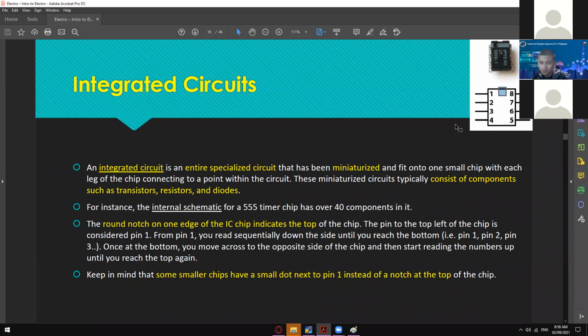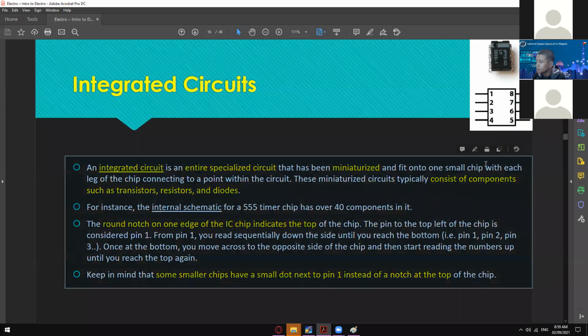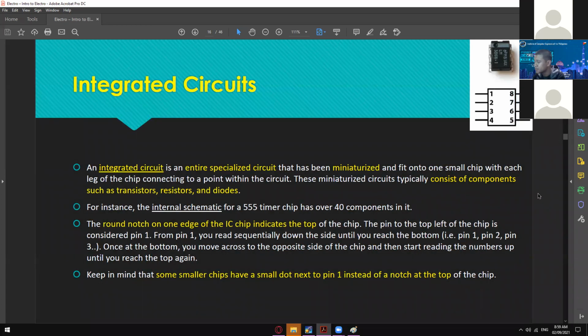Most likely pin 1 is for the voltage, 2 is the ground, 3 is for the VCC, and then more ground, and 5 volts, etc. And then most likely on the right side, this is where the programmable pins are, wherein 7 works for, let's say, a timer, 6 is for another function, and so on and so forth. Different ICs have their own different functionalities. Keep in mind that some smaller chips have a small dot next to pin 1 instead of a notch at the top. So just find that on the smaller chip. It could be on the upper left or in the middle of that one.